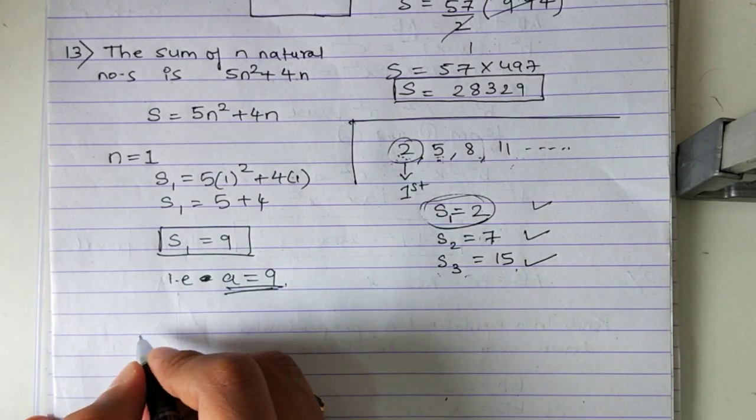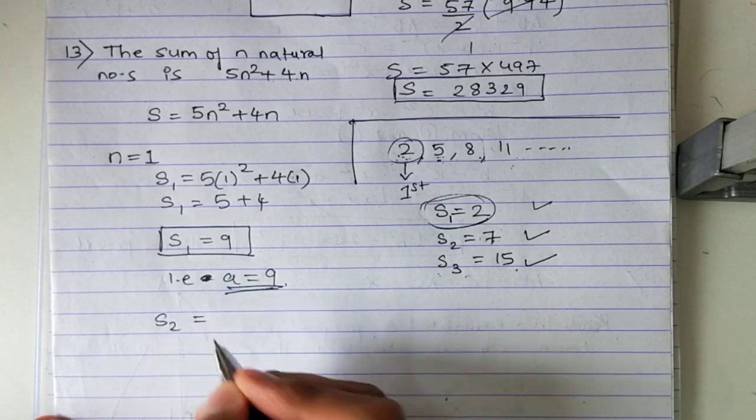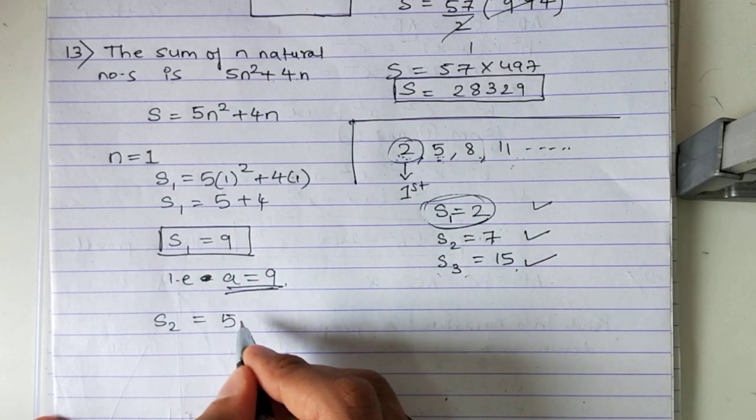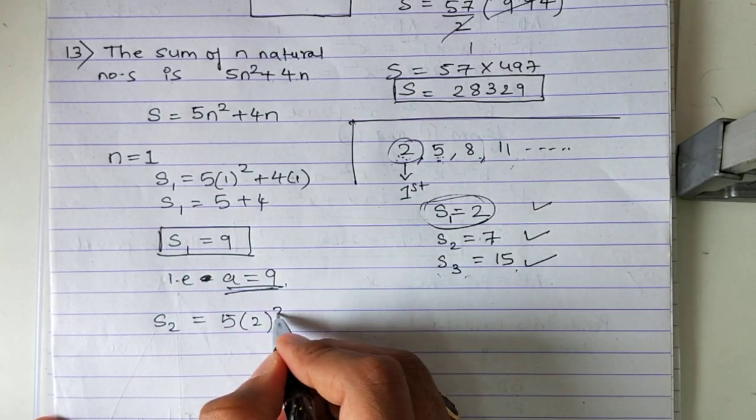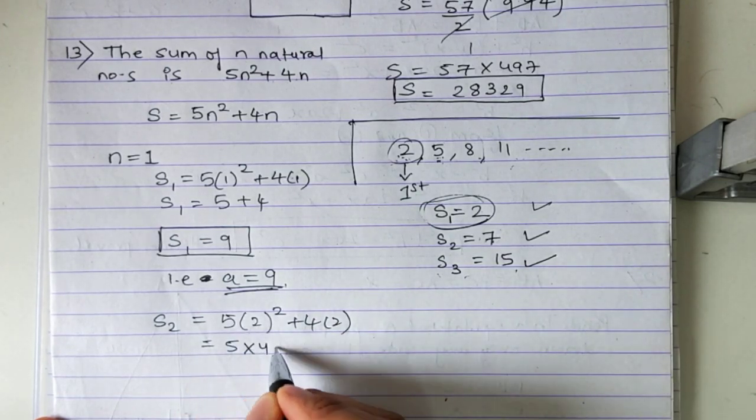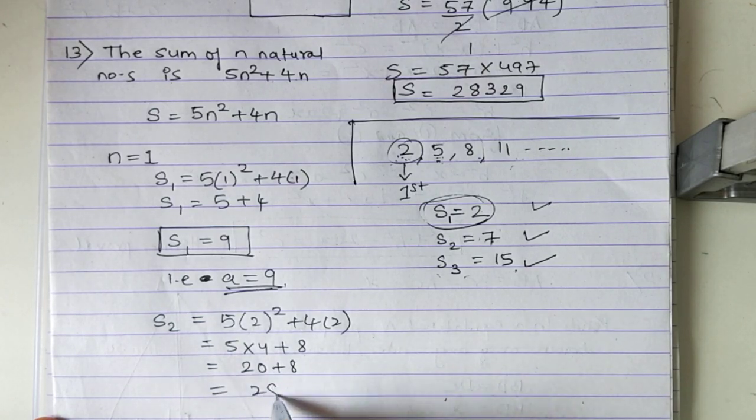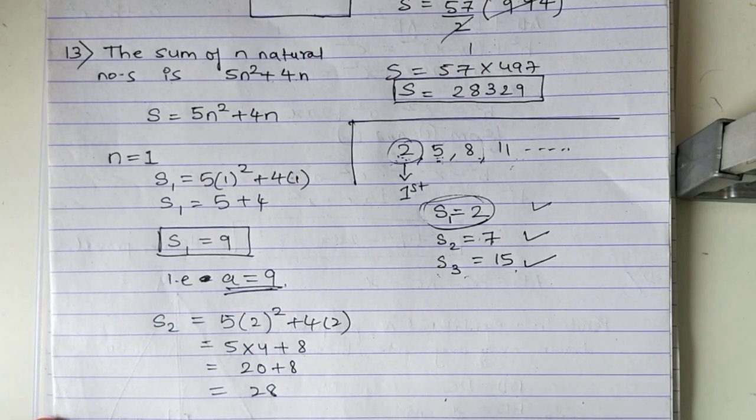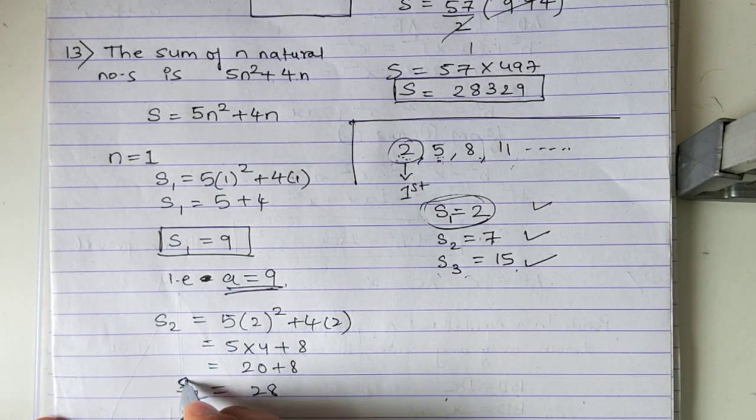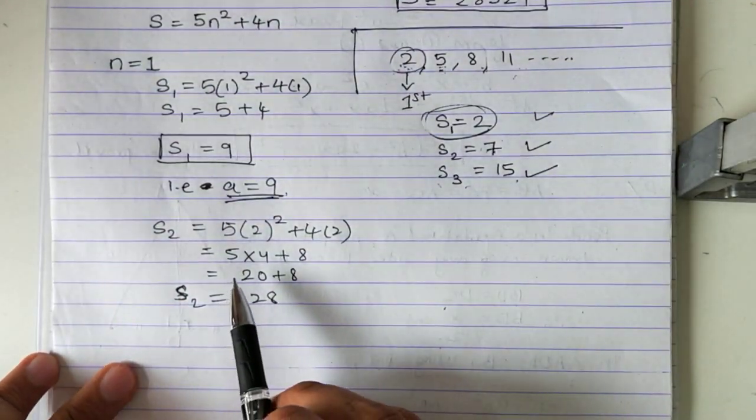Now sum of two terms, I'm finding S2. So in this place of n, I'll put 2 here. Correct. I got the value of the sum of two terms as 28. Now the important part will come. That sum of two terms is 28.